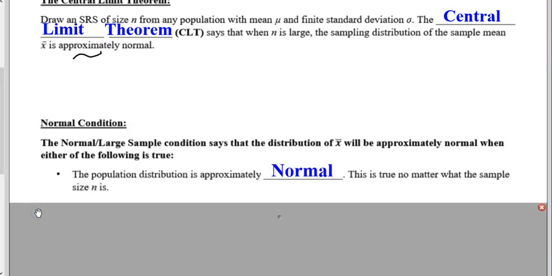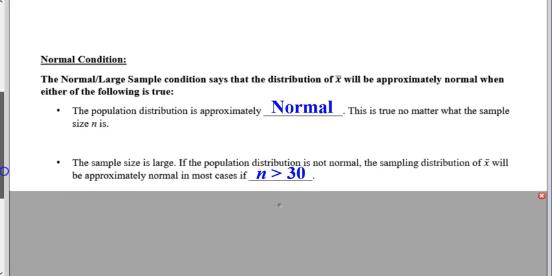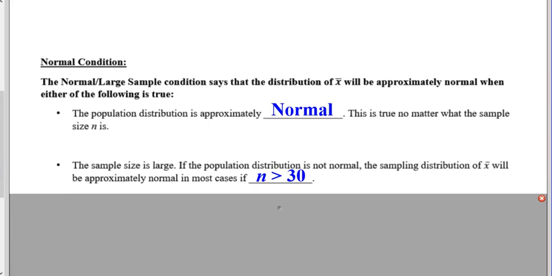The normal conditions. The population distribution is approximately normal. So this is true no matter what the sample size is. So if they tell you that, we're good to go. Also, if the sample size is large. So if it doesn't tell us that the population is normal, the sample size must be greater than 30. You have to have at least 30 people. You can have fewer than 30 as long as it tells you it's normal. So it's got to be one or the other.